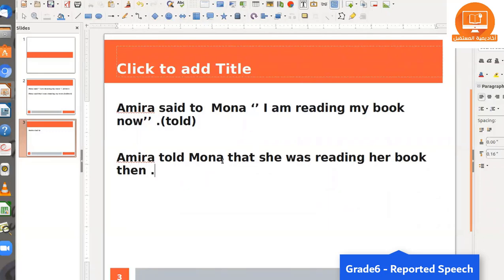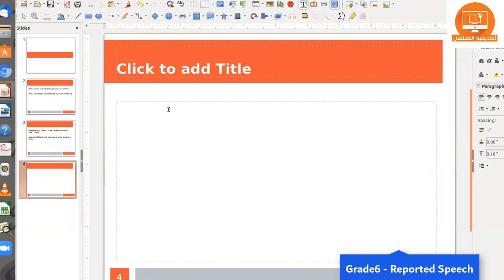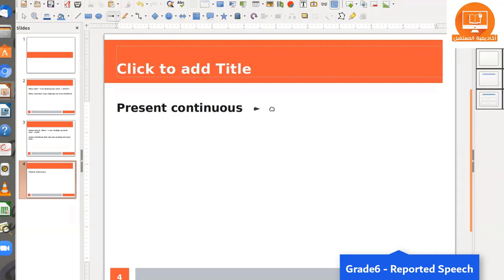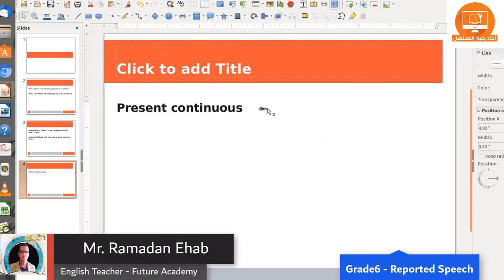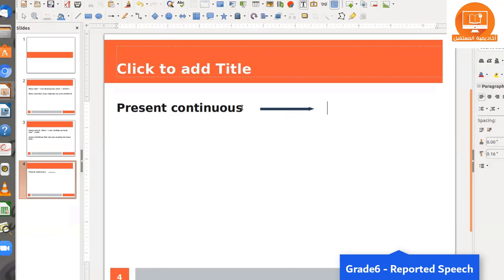Now, Hagar, tell me, present continuous: am, is and are. How can I change it? We change it to past continuous. Am and is will be was, and are will be were. Excellent. So this will be past continuous. It means am, is, are becomes was and were.